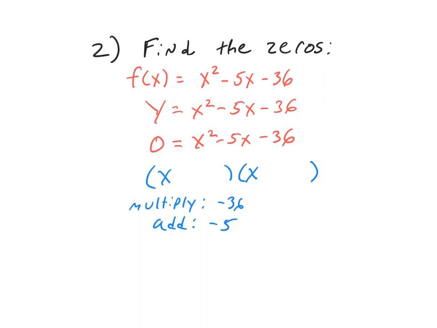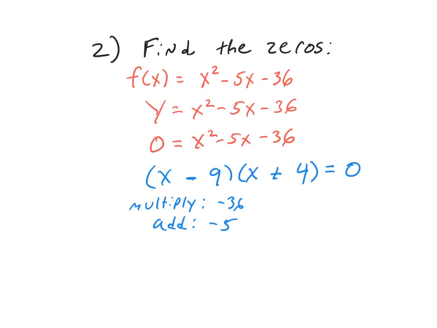9 times 4 is 36. And then 9 minus 4 will be 5. So we get 9 and 4. One's going to be positive, one's going to be negative. We can tell by looking at the middle number. It's negative 5. That means the bigger number has to be negative. So it's going to be negative 9 and positive 4. And those are equal to 0.